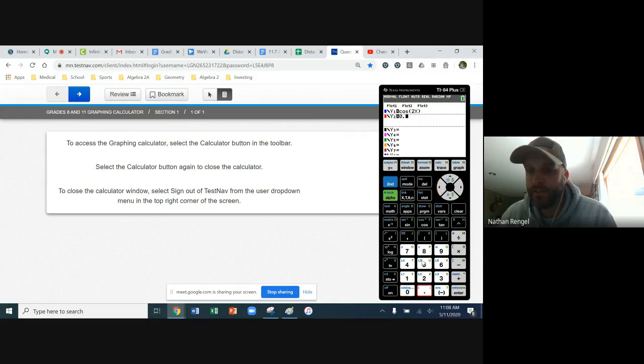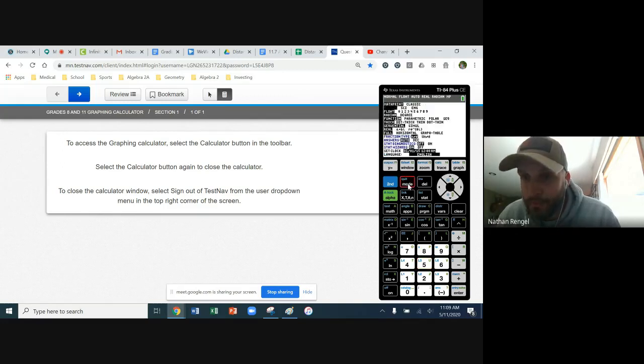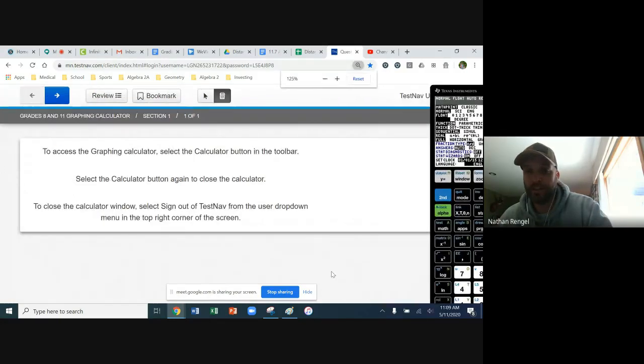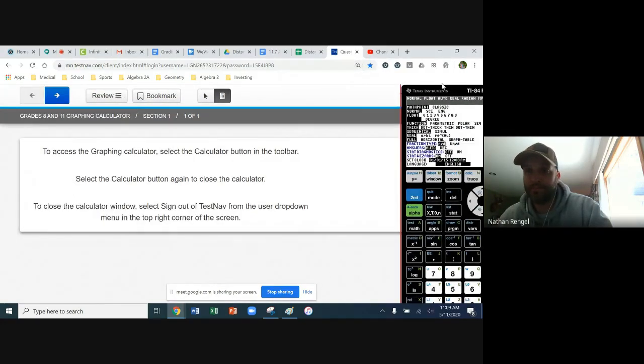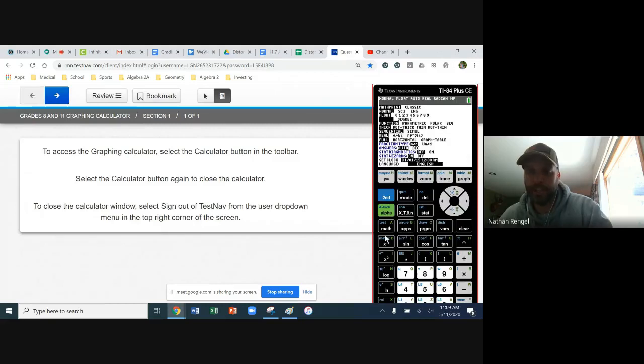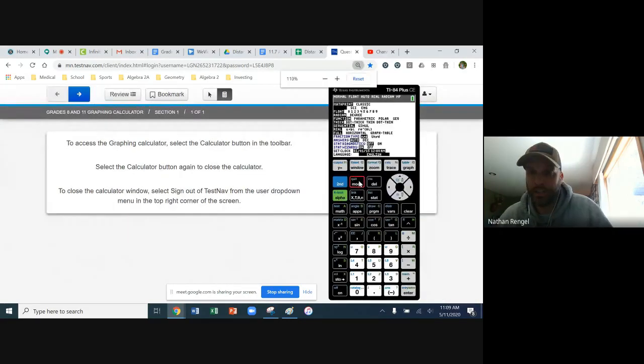Put 0.5. The next thing you're going to want to make sure is that your calculator is in radian mode. So hit mode, and if you go down to where it says radian and degree, you want to make sure that you are in radian. We're going to be graphing these in radian today. So make sure that one's highlighted black with the white letters. Now we've got that set.